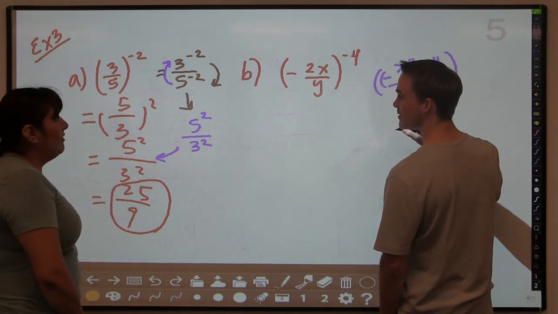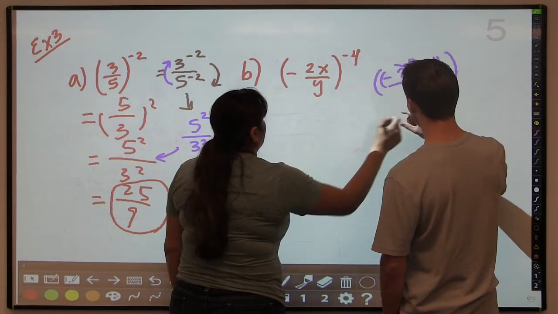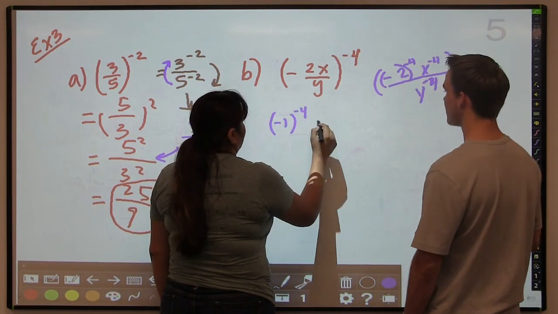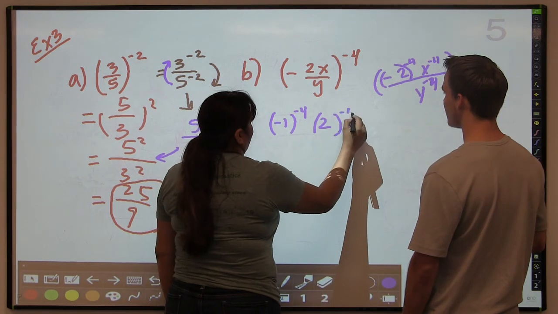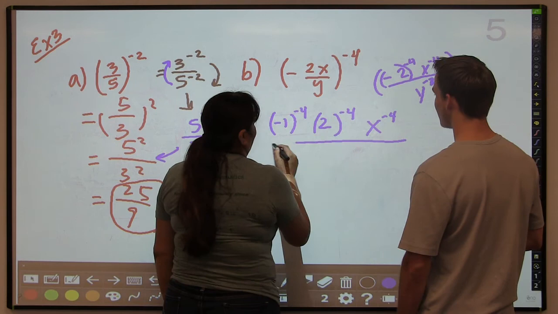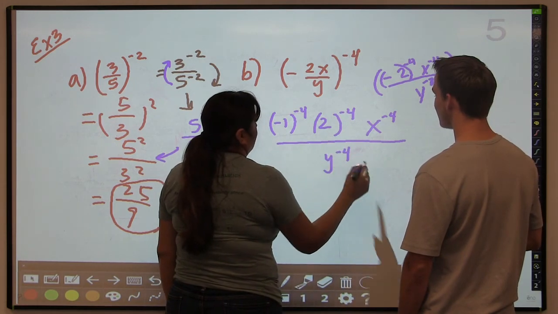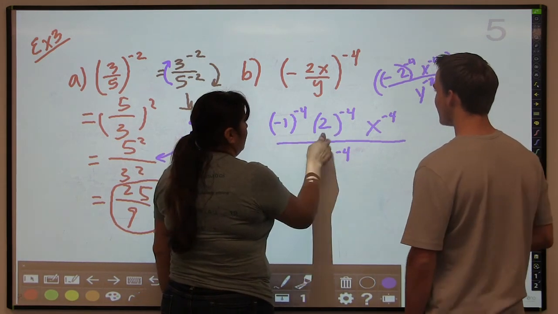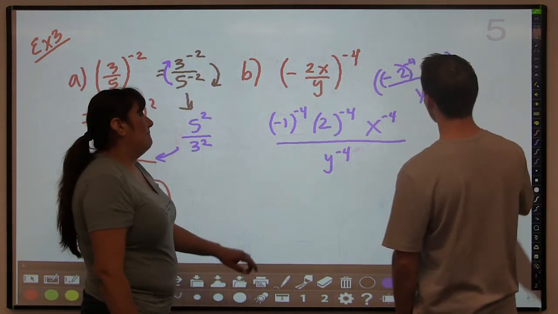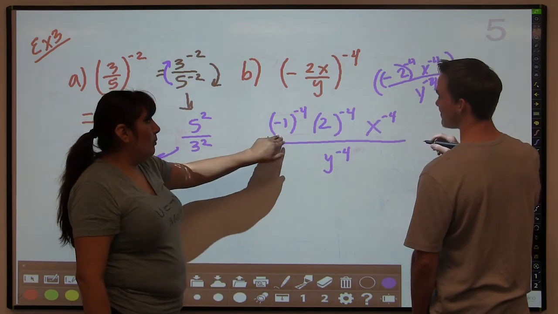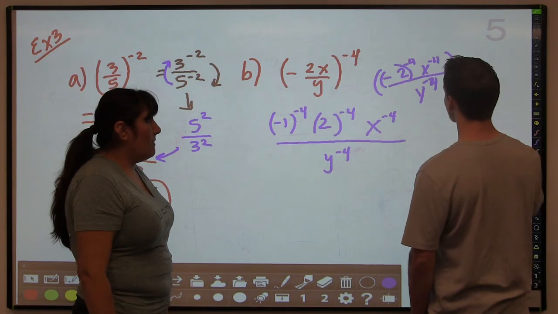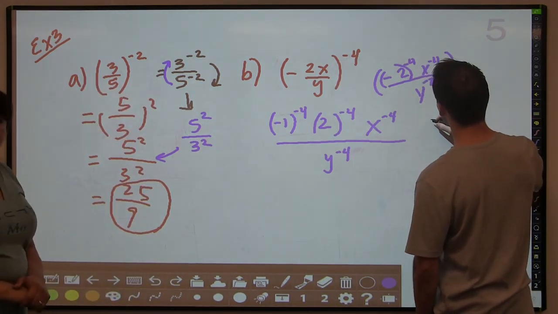Well, it doesn't have to be on the 2, but your only other option would be to go negative 1 to the negative 4th power, 2 to the negative 4th power, x to the negative 4th power, over y to the negative 4th power, right? But you can just make them into the same number, negative 2 to the 4th power. It will matter, because if you don't put it in there, their answer will end up being negative and it should stay positive. So, good question, people. It will matter.